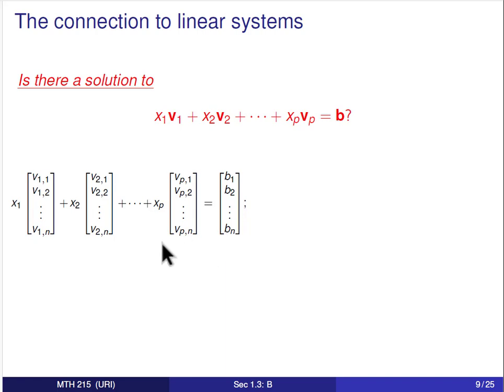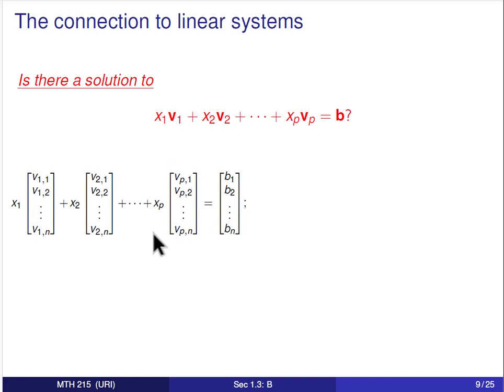Now, what I've got here is a visual depiction. v1 I'm going to write as a column vector. v1,1, v1,2, these are just the first, second, all the way through the nth coordinates in that vector v1. I've got a similar picture for v2 all the way up through vp, and I'm multiplying each of those by the unknown scalar x1, x2 through xp.